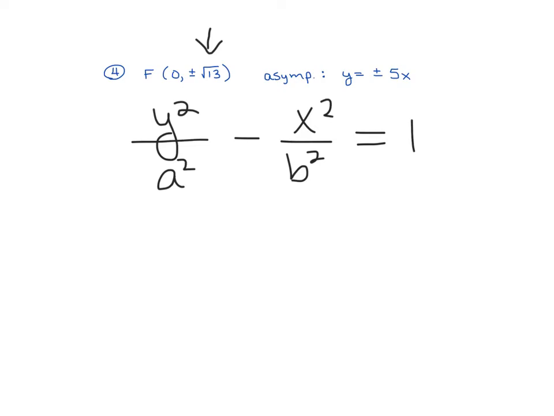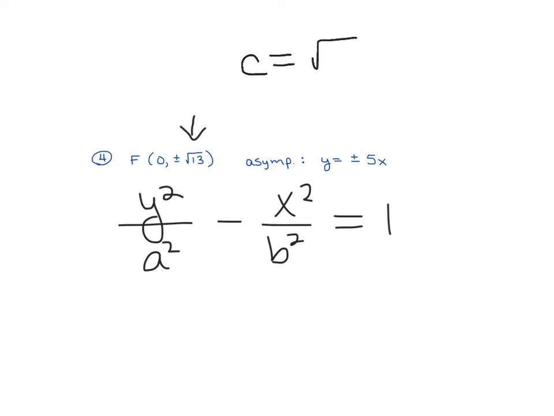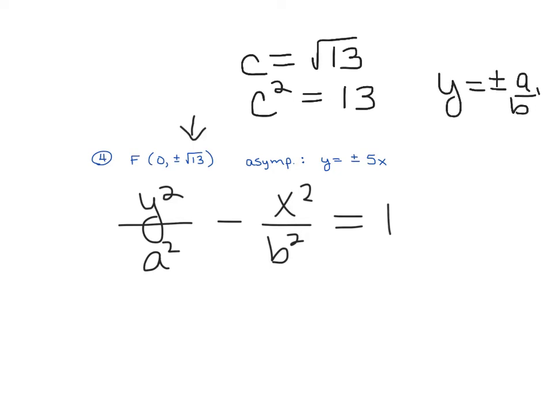Now, I can figure out my c value because, again, that comes from the focus. So my c value is the square root of 13, but c squared is equal to 13. Again, because they're giving me an asymptote, I'm going to pull out my a and b value, and I'm going to solve it like a proportion. Again, when the y squared is first, the asymptote is plus or minus a over b x. When the x squared is first, it's flipped. The b's on top.